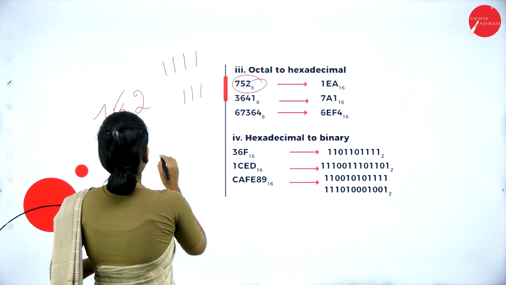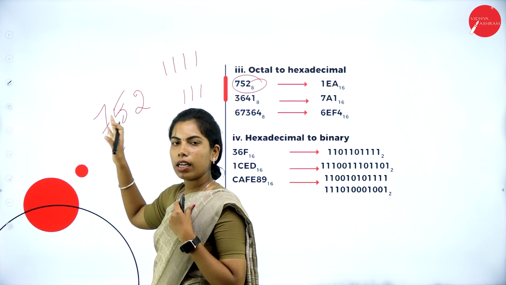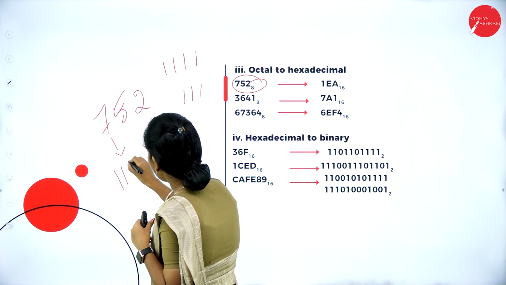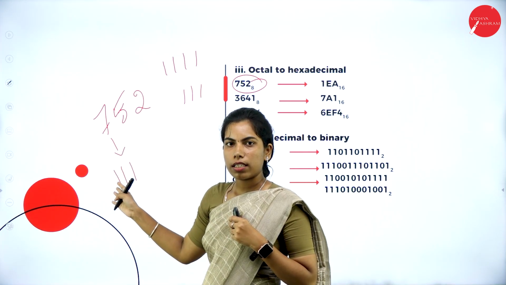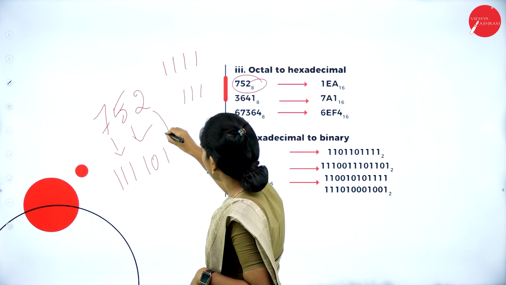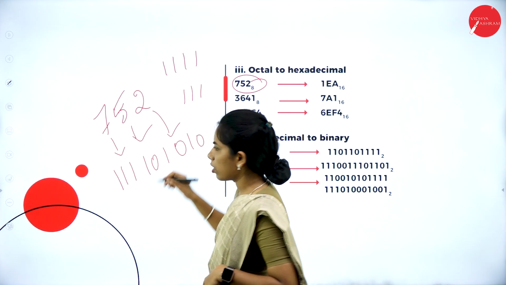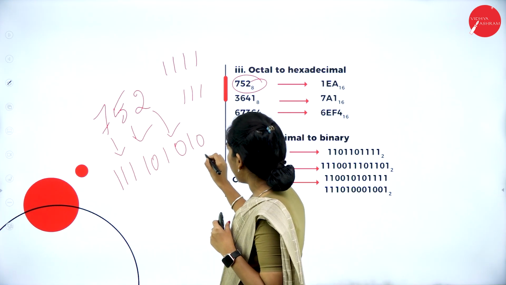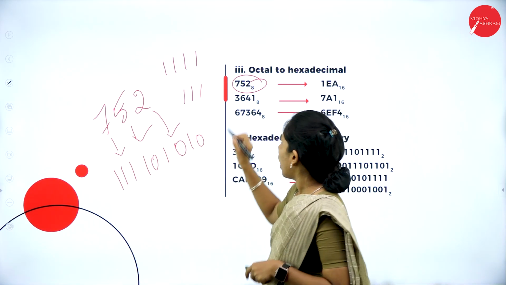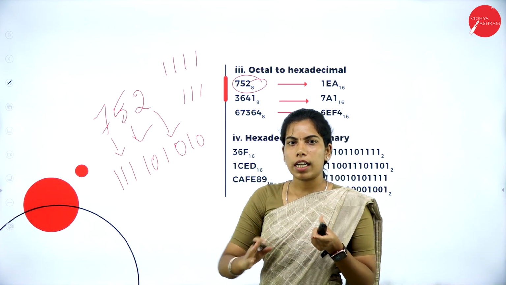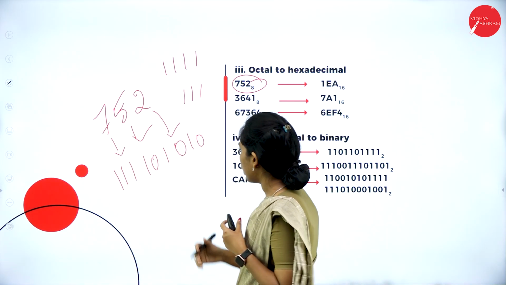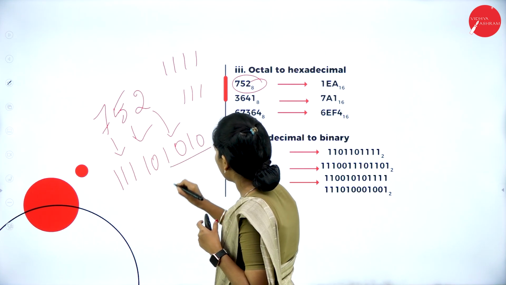So first you have to write down the octal number in binary. 7 I can write as 111, 5 as 101, and 2 as 010. Got it? So when I combine all these, I have to group them in 4 bits each. Why? Because I have to convert octal to hexadecimal, right? It's already written in octal, and I have to convert into hexadecimal. So that's why you group 4 bits.